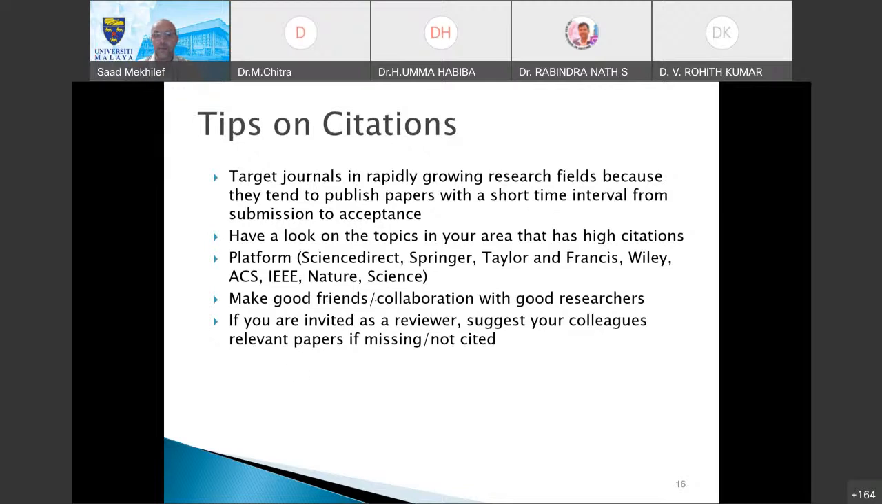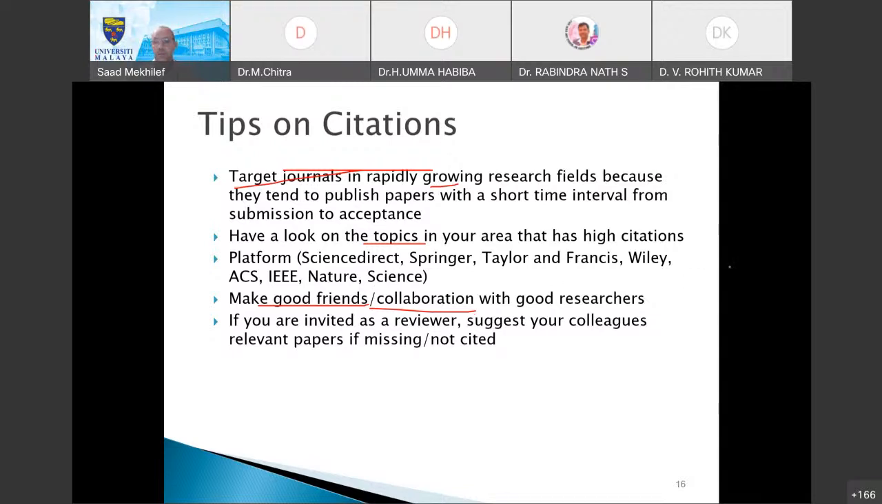I have mentioned just now: target the journals that are rapidly growing, and hot topics. And make good friends and collaborators, which is very important. You may ask how these collaborators can help. Most people think collaborators are only there to write papers together. No, sometimes they know your papers well, and they can cite your papers. For example, I know a colleague working in the same area, so when I write my papers, I will automatically cite his papers. But they must be relevant to the topic. You cannot just simply cite; we have to cite papers which are relevant to the topics.